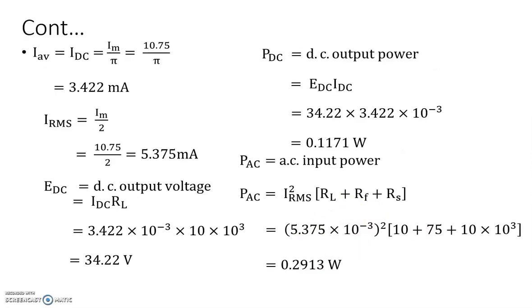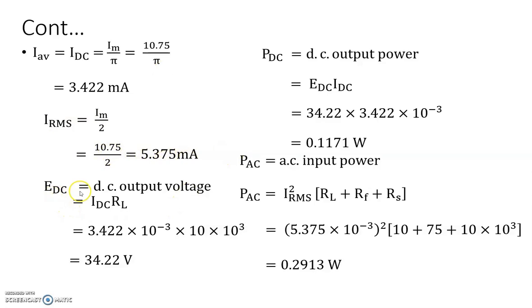Next, find out the IAV, that is equal to IDC, the average value. You already know this one, Im by pi. Just substitute and find the value, that is 3.422 milliamperes. What is the IRMS value? IRMS is nothing but Im by 2. Just substitute the Im value and find the value, which gives 5.375 milliamperes.